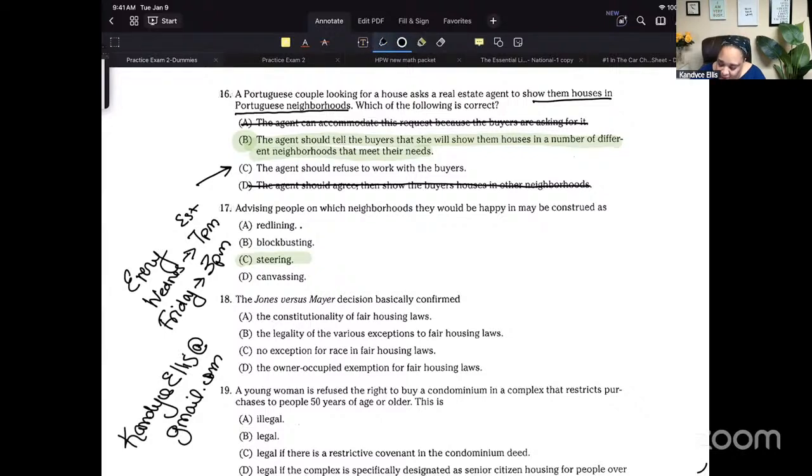Remember, redlining is about finance, right? In that map. Blockbusting is about sellers or panic peddling. Steering is about buyers. And canvassing is when you go around asking questions.